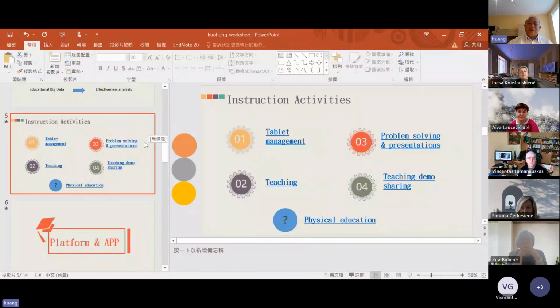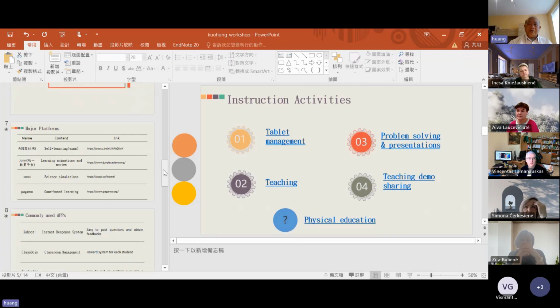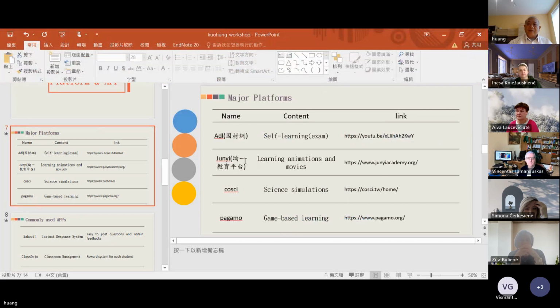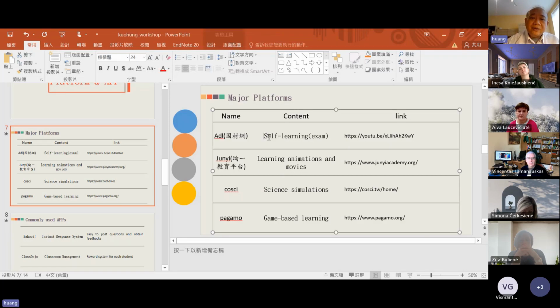Okay, so you can see some of the activity here. Okay, there are some teachers using the tablet in the classroom. Then later I will show you some popular platforms. Then this one is a self-learning system, which is maintained by the Ministry of Education. So maybe I can show you here.